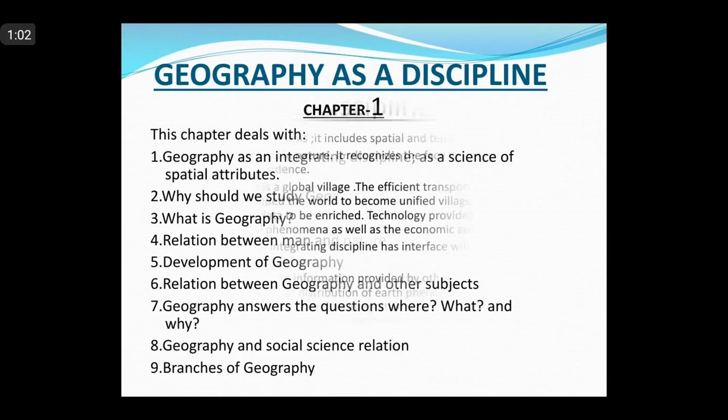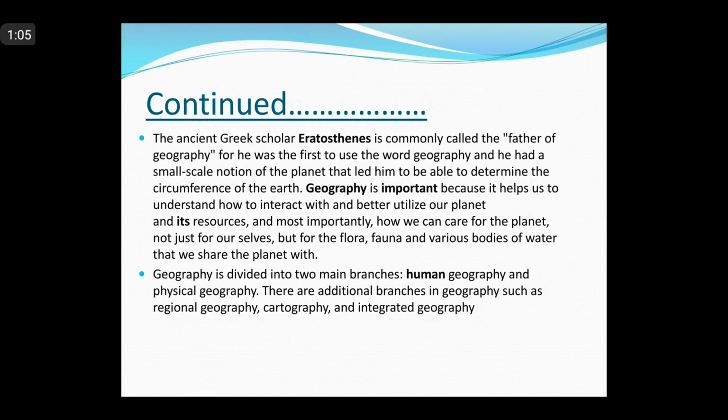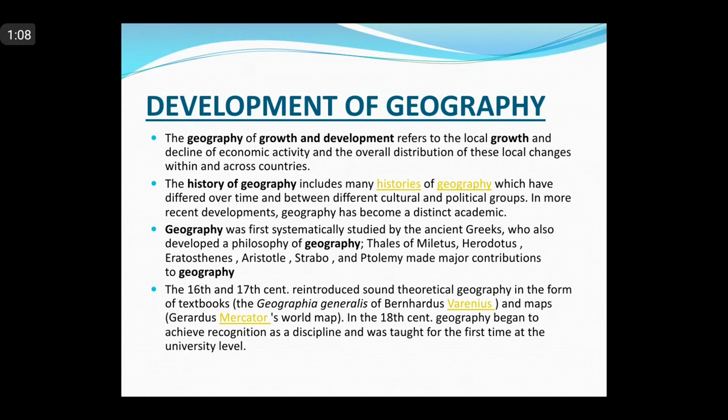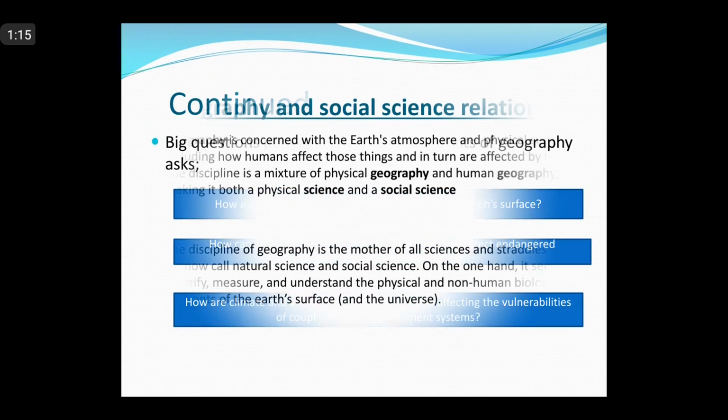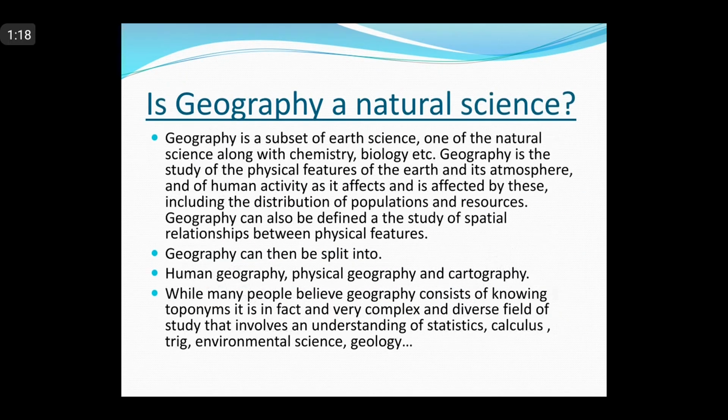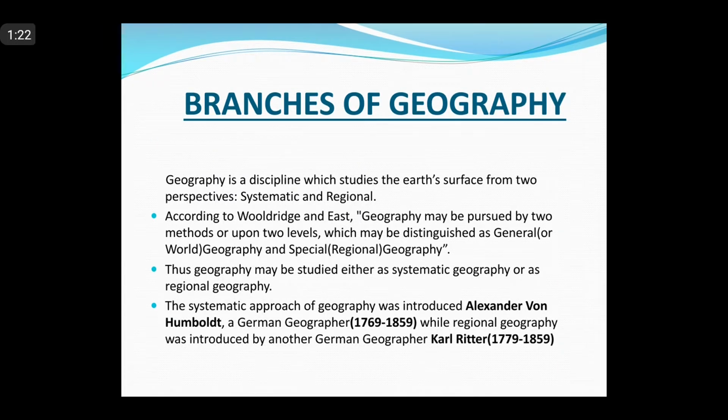Now, today we'll discuss the branches of geography, and I had introduced the branches of geography. I mean, two approaches in geography are systematic and regional. Okay, systematic and regional geography. I hope I have discussed with you in my last video that these branches, systematic and regional geographies, were introduced by two geographers: systematic geography by Alexander von Humboldt, a German geographer, and regional geography by another German geographer, Karl Ritter.